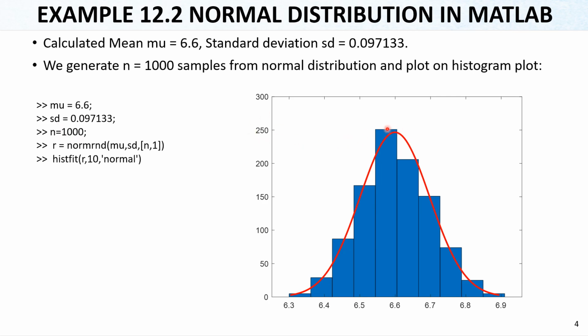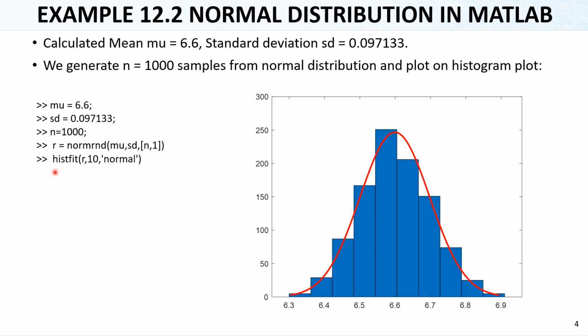For example, 250 of them are in between 6.6 and 6.4. And it's expected because actually the mean is 6.6 and it has to be symmetrical, and especially when we have very large samples, it is more clear to have a symmetrical bell shape normal distribution, even with the histograms actually. You can see here. And this red curve is plotted by this histfit in MATLAB.